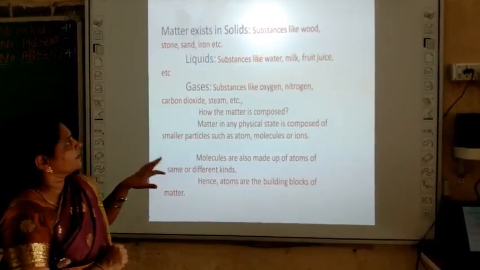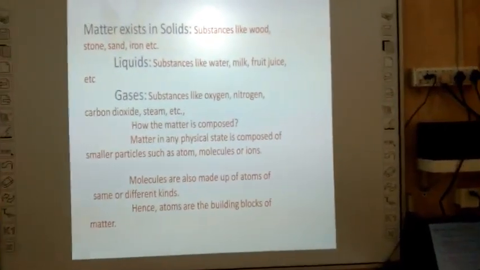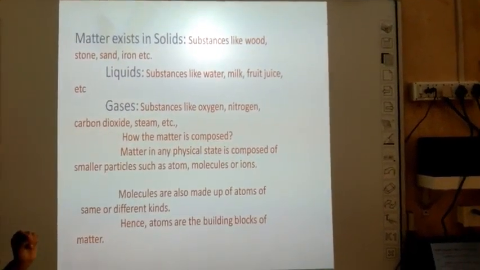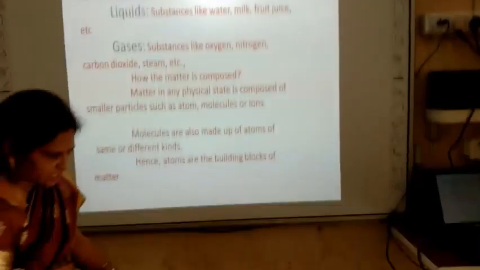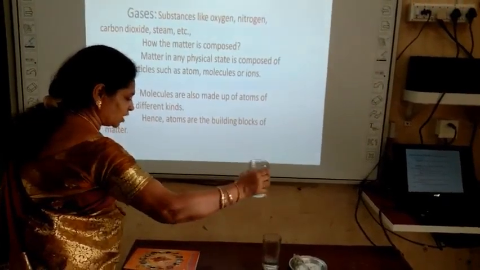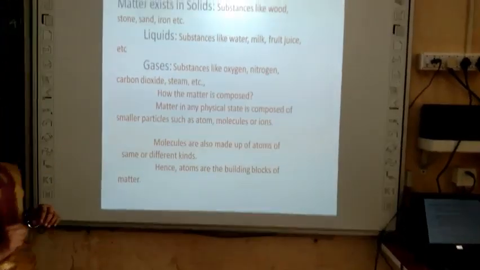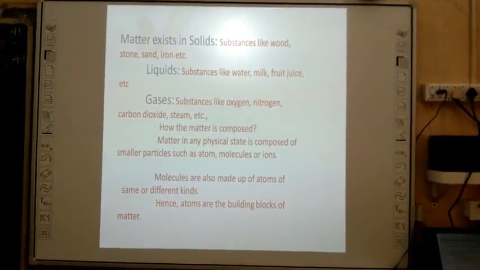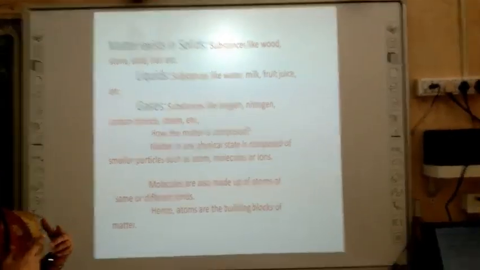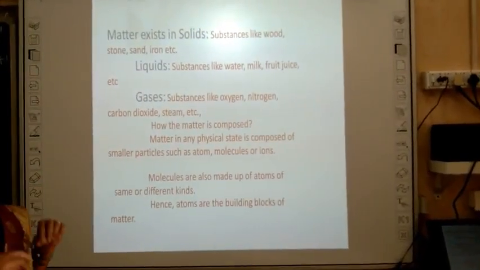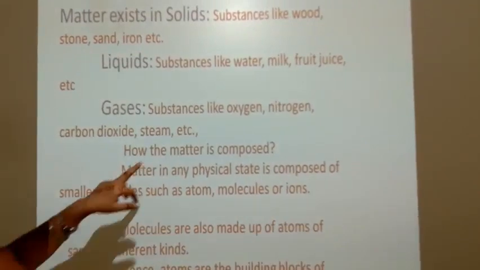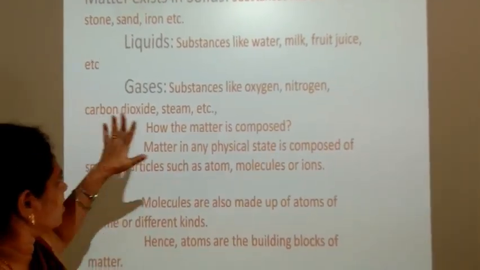Now we go to matter existing in the solid state. What are the examples for this? Wood, stone, sand, iron. We can say that the table is made up of wood. The liquid is water. Water is the liquid. Next, sand and iron are solids. Liquids: water, milk, fruit juice, etc. Gaseous: in the atmosphere, so many gases are present. What is called air? A mixture of gases is called air, isn't it? So oxygen, nitrogen, carbon dioxide, steam, etc.